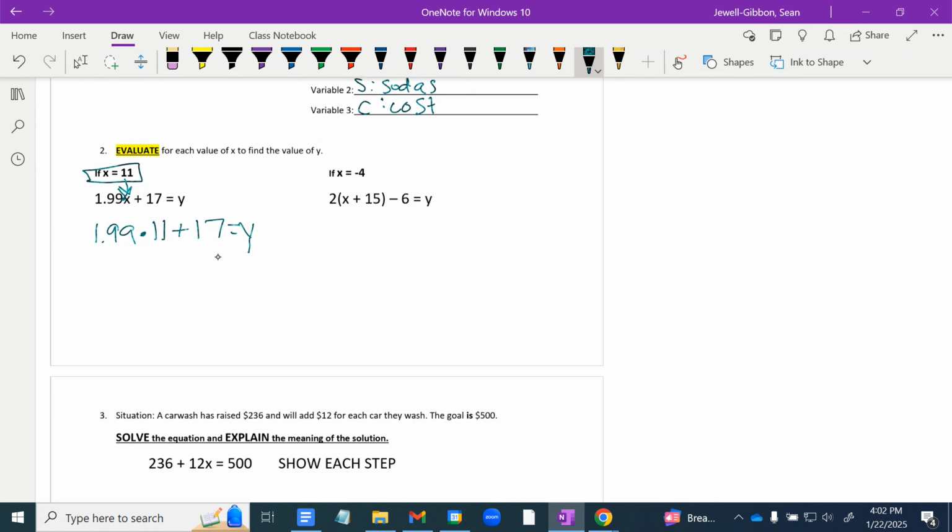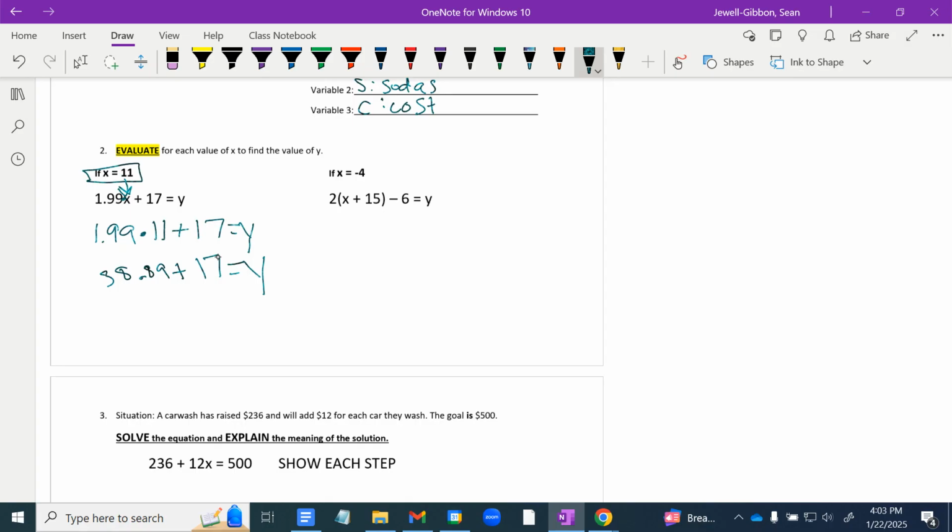However, you do still need to know the order of operations here. So we've got multiplication and addition. Multiplication is going to come first. 1.99 times 11 should give you 38.89. All right, 38.89 plus 17 equals y. The trick here is not to do too much at one step, just doing one thing at a time.